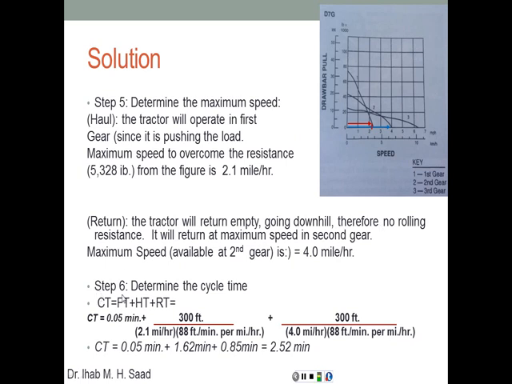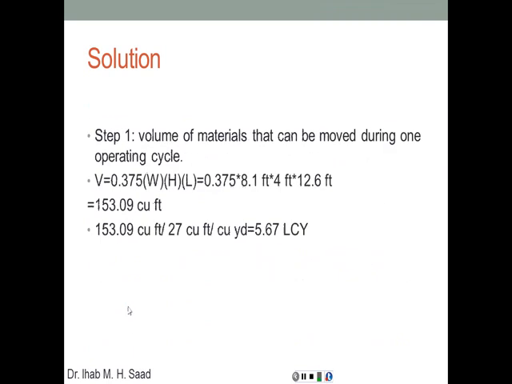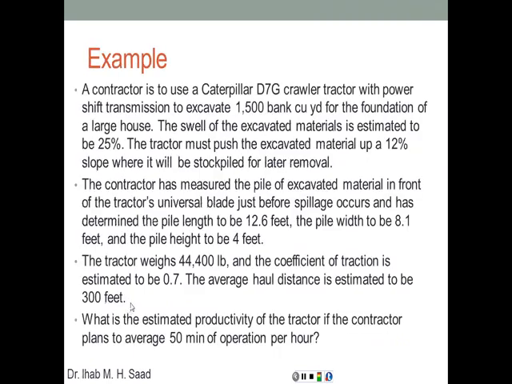Step number 6 is going to be determine the cycle time. Cycle time is going to be equal to fixed time plus haul time plus return time. Fixed time, if you remember here, it mentions something about power shift transmission. If you remember from the previous lecture, that was equivalent to 3 seconds, 0.05 minutes.